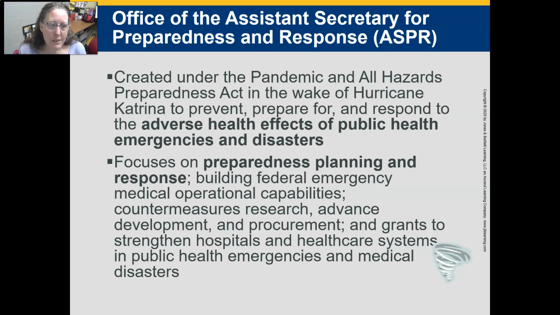So last, we have the Office of the Assistant Secretary for Preparedness and Response. It was created under the Pandemic and All-Hazards Preparedness Act in the wake of Hurricane Katrina to prevent, prepare for, and respond to different adverse health effects of public health emergencies and disasters. So it does focus on preparedness, planning, and response, and helps build federal emergency medical operational capabilities. It does countermeasures research, advances development and procurement, and grants and strengthens hospitals and healthcare systems in public health emergencies and medical disasters.